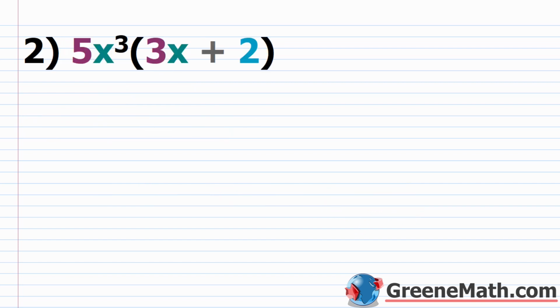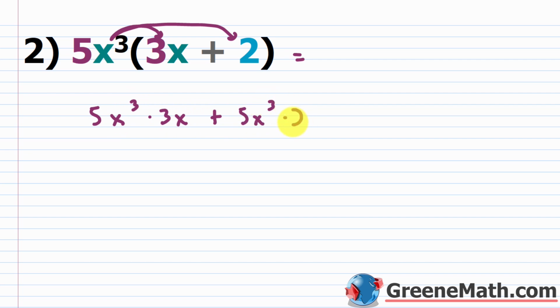Okay, let's look at the second problem. Very similar setup. So we have 5x cubed multiplied by the quantity 3x plus 2. Okay, so I'm going to distribute this 5x cubed to each term inside of the parentheses. So let me write this out. I'll have 5x cubed times 3x, and then plus I'm going to have 5x cubed times 2.